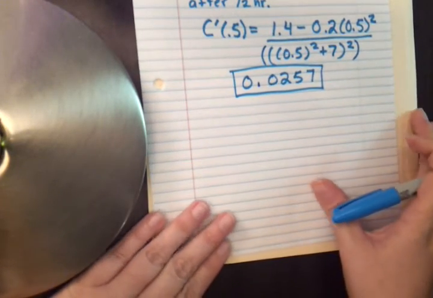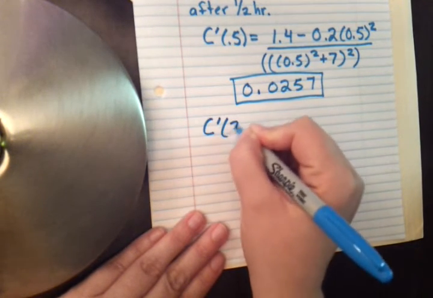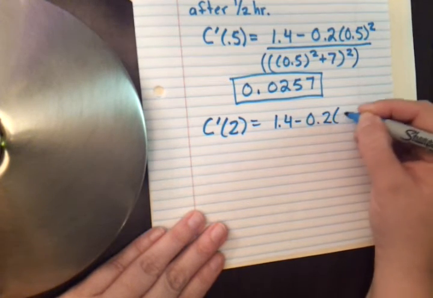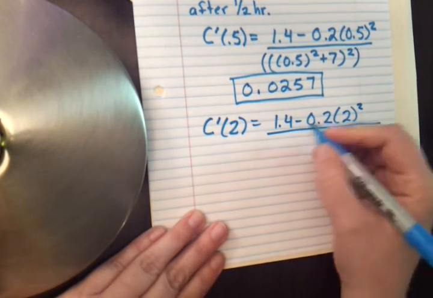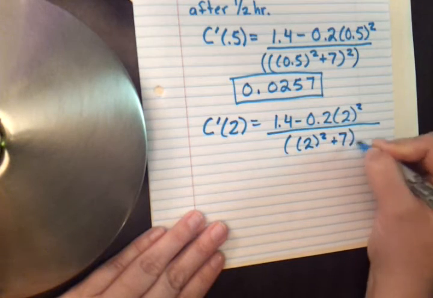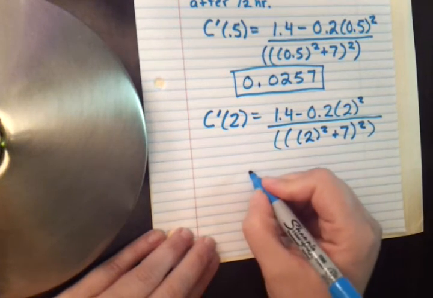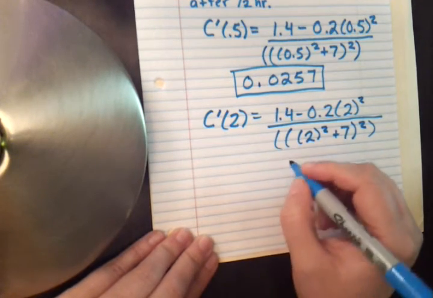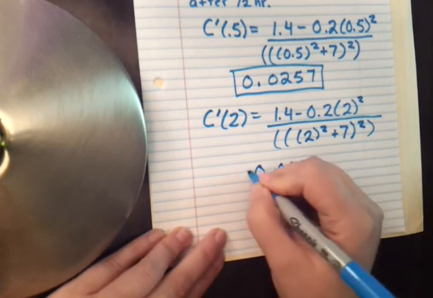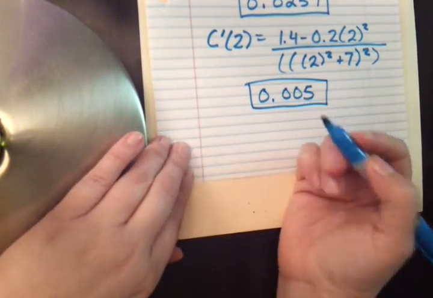Then it's asking you after 2 hours what it's going to be. So the second one is going to be C prime of 2. So that'll be 1.4 minus 0.2 times 2 squared, and that's all over 2 squared plus 7 squared. And like I said, you might want to enter the extra parentheses. Again, I'm not going to do the grunt work here. The answer for this one would be 0.005.